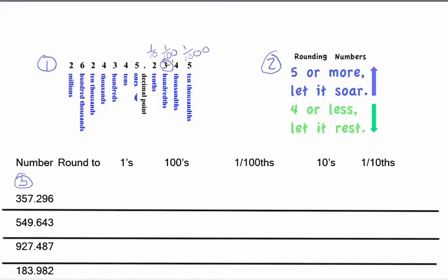Now there are many applications for that, and you have to know what the place values are. But for the most part, in science, we're only going to round to the hundredths. Okay, so that's the first step, knowing the place values.